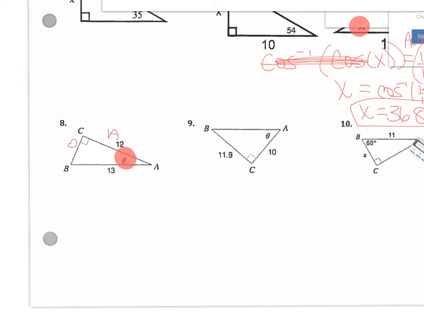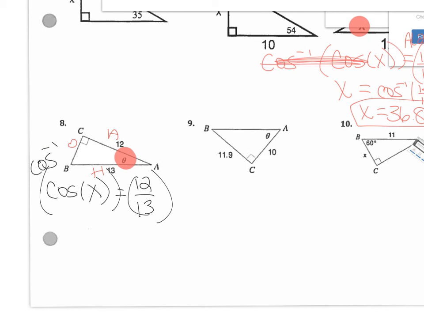So OAH, I'm going to use cosine. If you don't like using theta, you can call that x. That's cool. So 12 over 13. So how am I going to get cosine and x broken up to get x alone? I want to do cosine of -1.